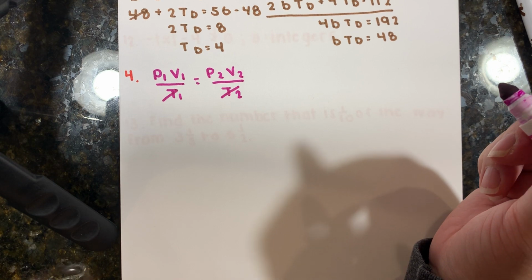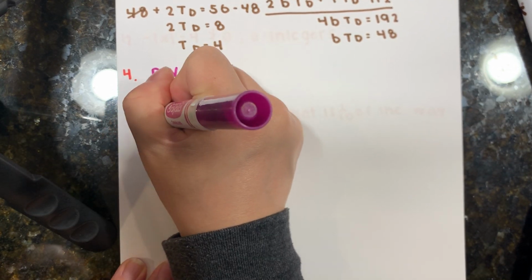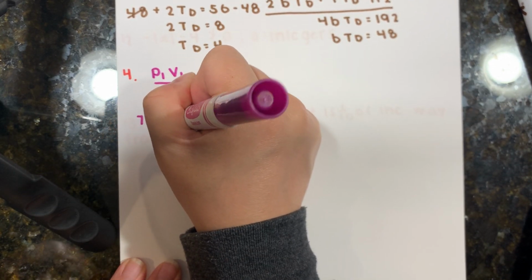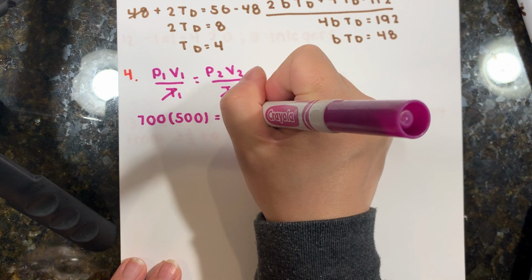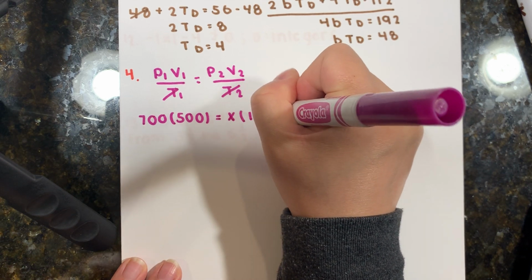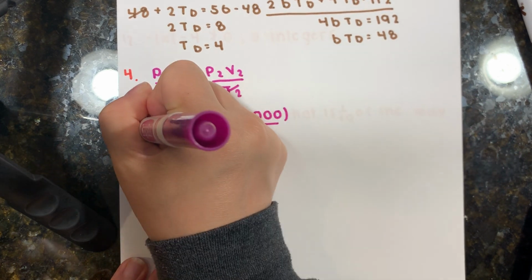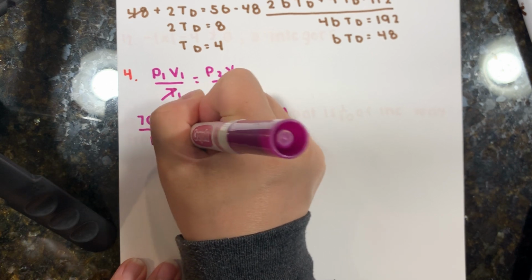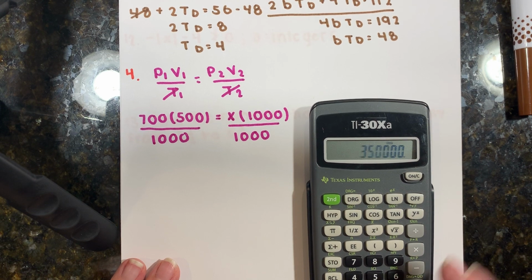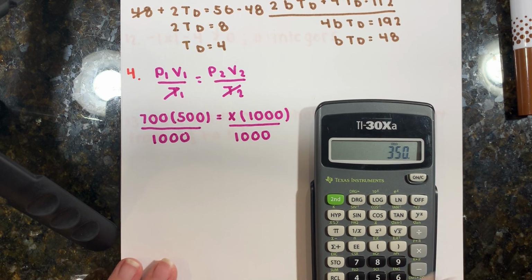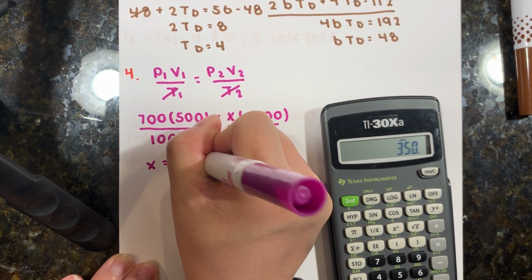equation. And I'm going to plug in the initial pressure, which was 700, the initial volume, which was 500. We're trying to solve for the final pressure when our final volume was 1000. Divide both sides by 1000. So I can do 700 times 500, divide that by 1000, and that gives me that X is equal to 350.